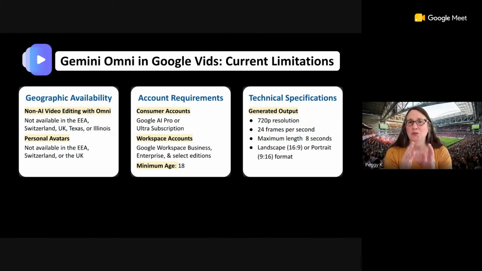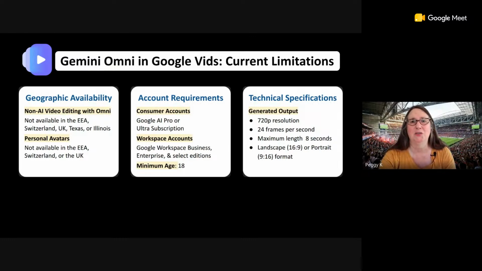You'll see this in the recap, but it's not available in Europe. You need a Google AI Pro or Ultra subscription if you have a personal account rather than a workspace account. And the output is always 720p. It's not high definition, it's standard definition, and up to 8 seconds in landscape or portrait orientation.